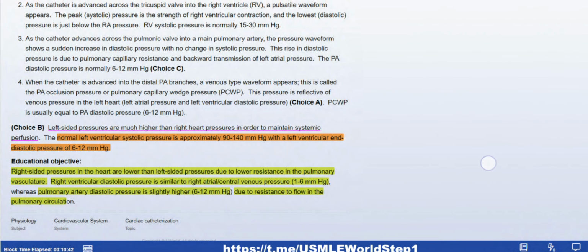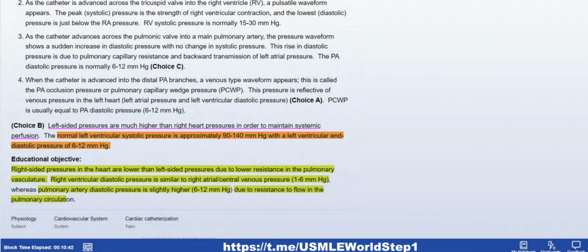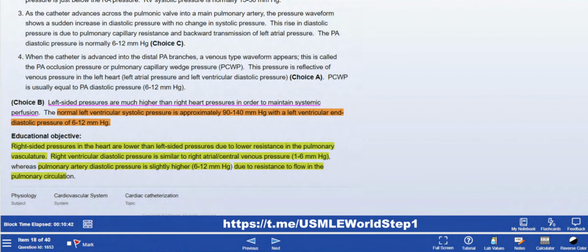Left-sided pressures are much higher than right heart pressures in order to maintain systemic perfusion. The normal left ventricular systolic pressure is approximately 90 to 140 mm Hg. We talked about this, with the left ventricular end diastolic pressure of 6 to 12 mm Hg.